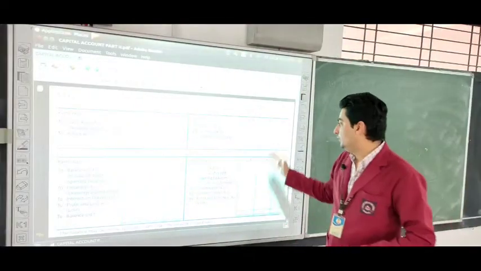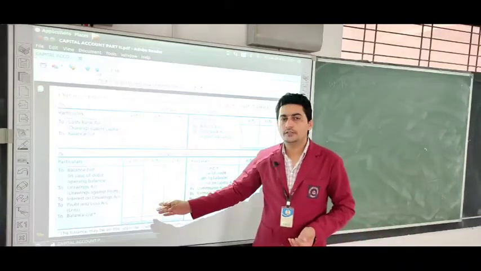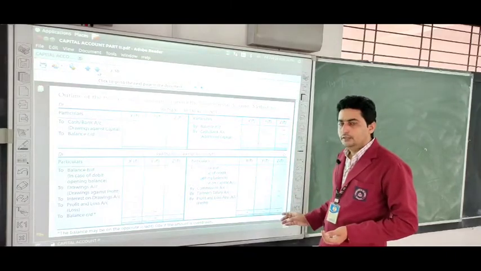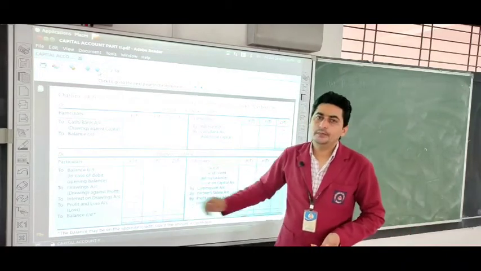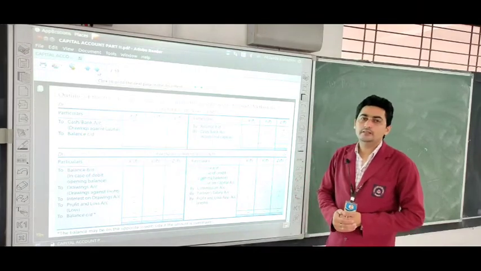Then the same we will do with Y's column. We will add Y's column amounts and deduct them from this side, and we will have our balance c/d. Same with Z's column. We will add up these amounts and subtract them from these amounts, and we will get our balance c/d.